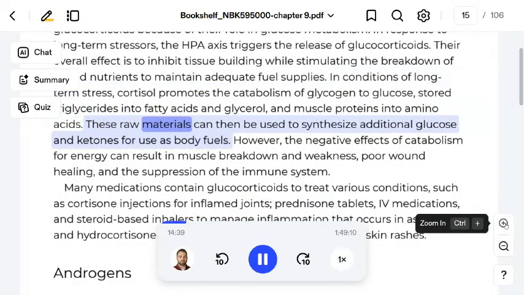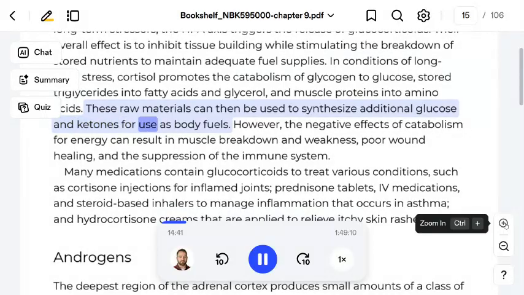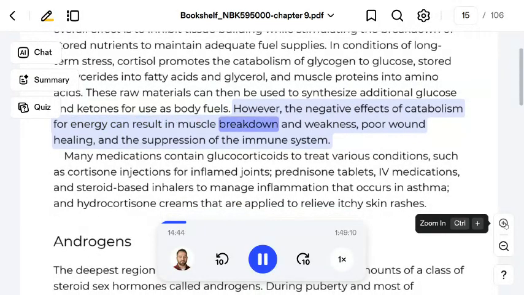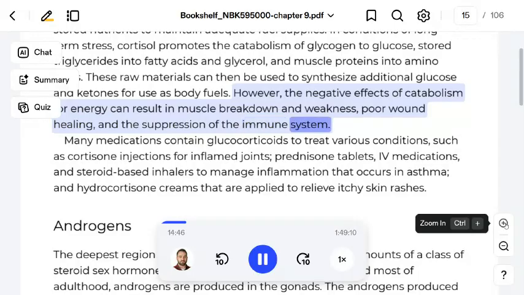These raw materials can then be used to synthesize additional glucose and ketones for use as body fuels. However, the negative effects of catabolism for energy can result in muscle breakdown and weakness, poor wound healing, and the suppression of the immune system.